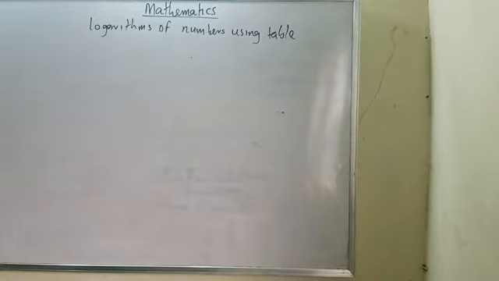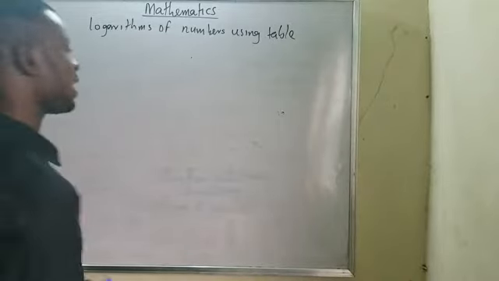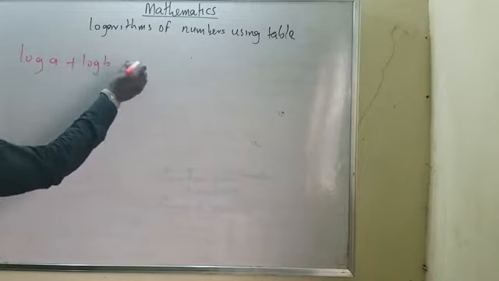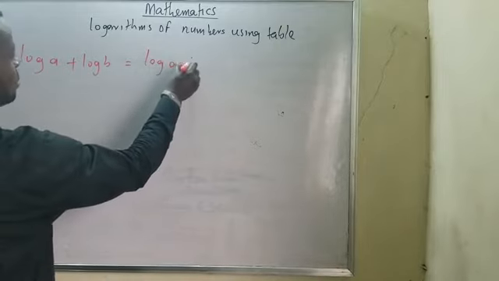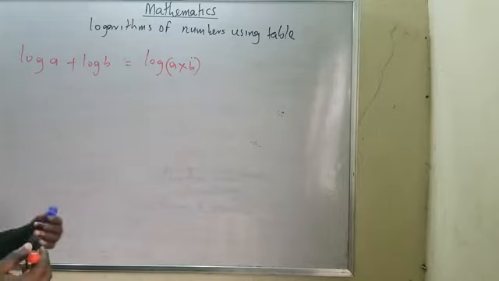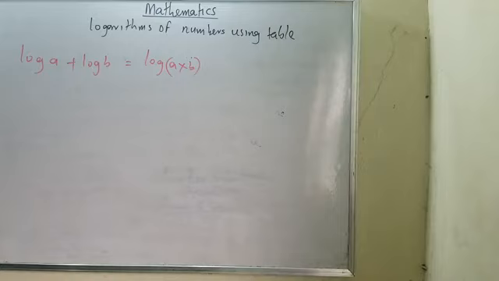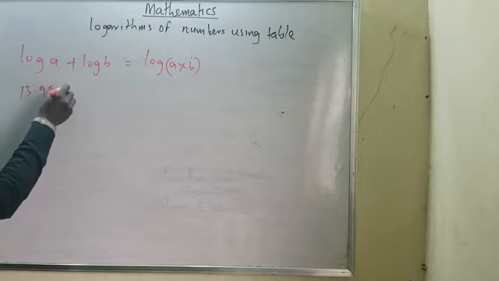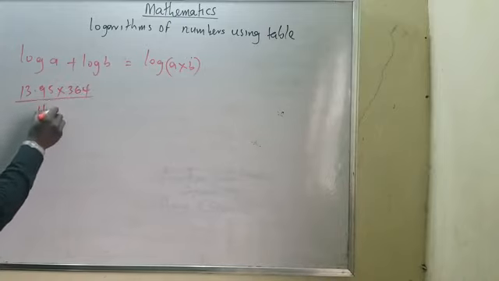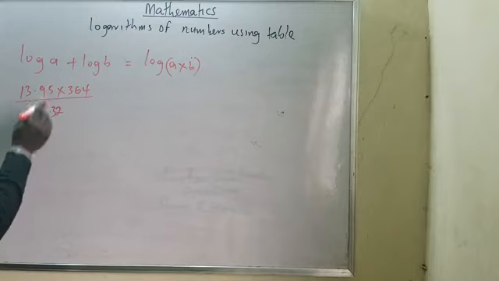Now, with our theory of logarithm, I've told you that when you have log a plus log b, it always equals log a multiplied by b. At this point, it means anytime you have numbers multiplying themselves together, for instance, 3.95 multiplied by 4 divided by 4.232. Now, I want to solve this using the logarithm table.